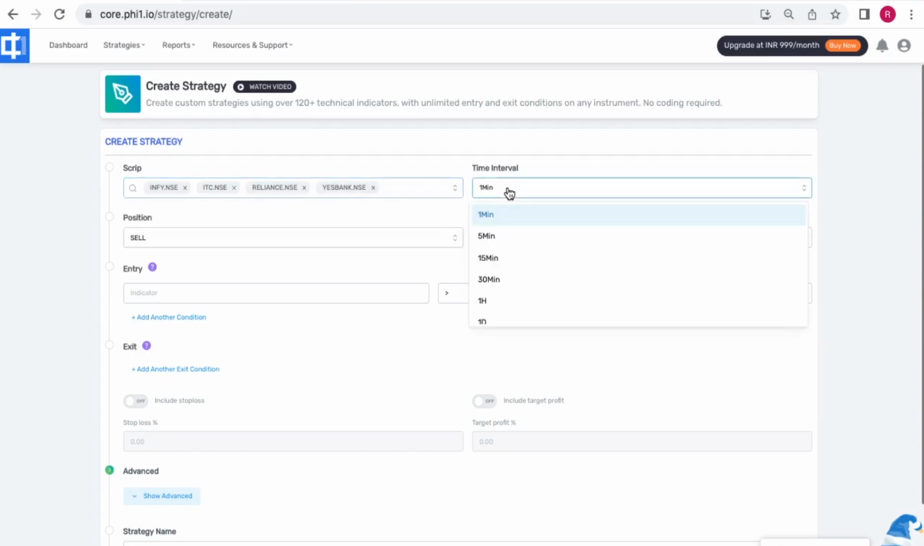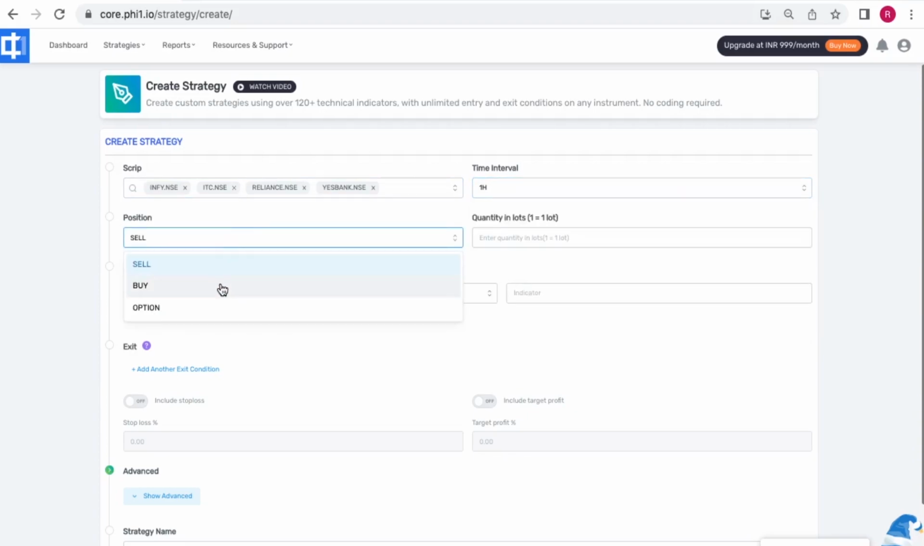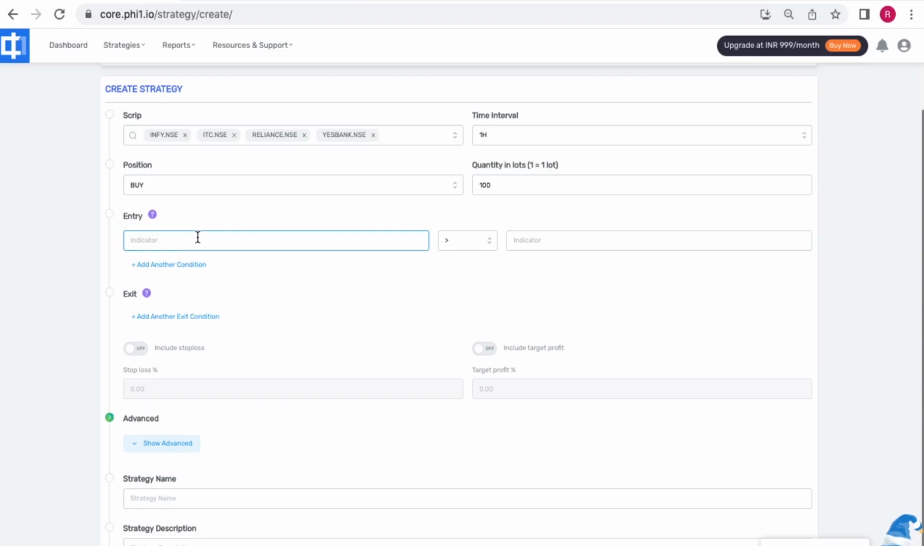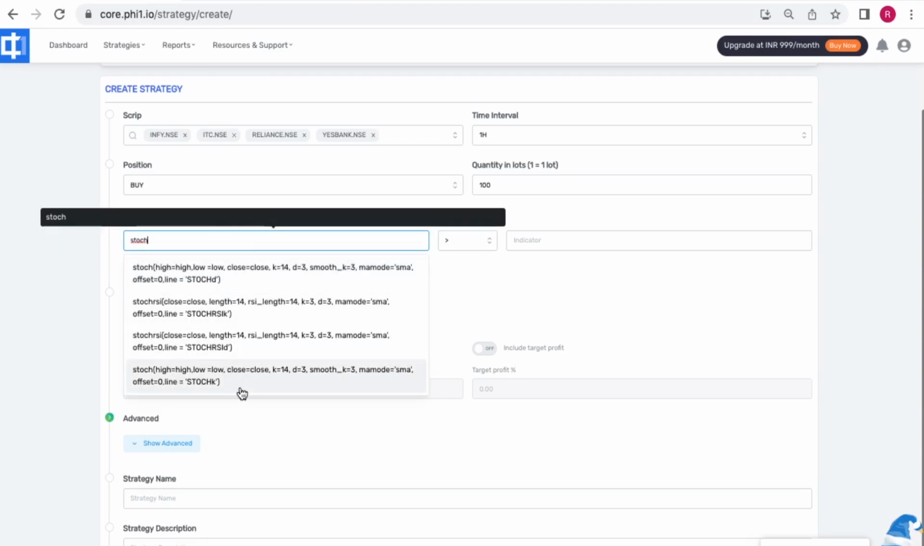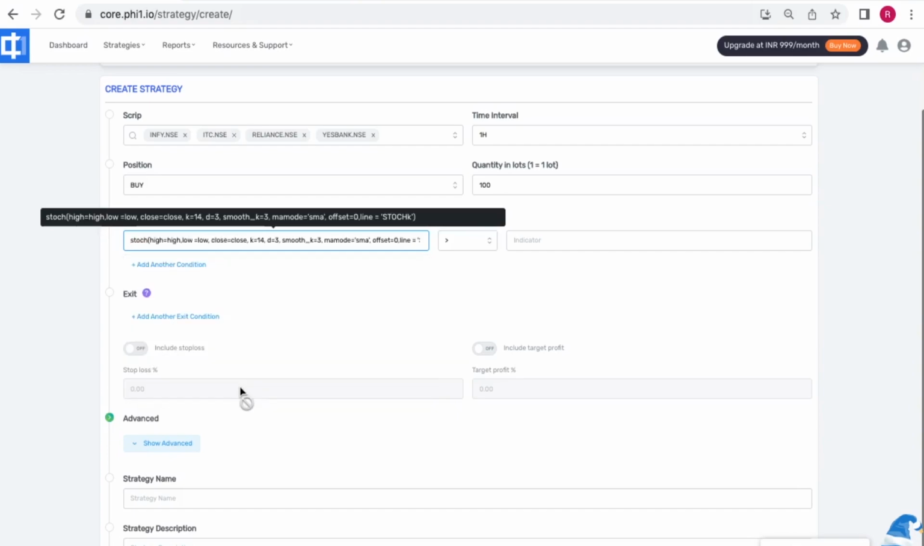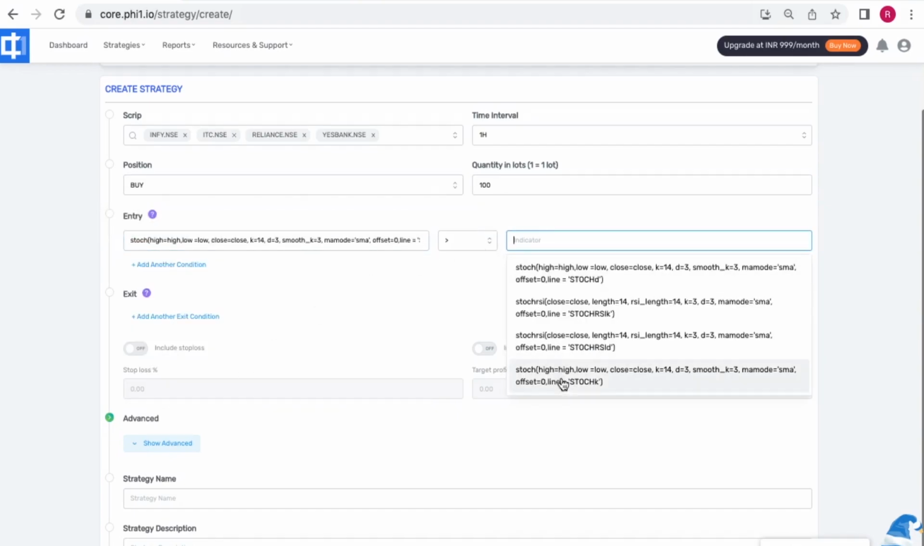Alright, now you can select a time interval between 1 minute to 1 month. I am choosing the 1 hour interval. The position we are taking is a buy. Enter the quantity that you want to buy if your entry condition is met. Your entry condition is that your stochastic K line, percent K line, should cross above the stochastic D line.